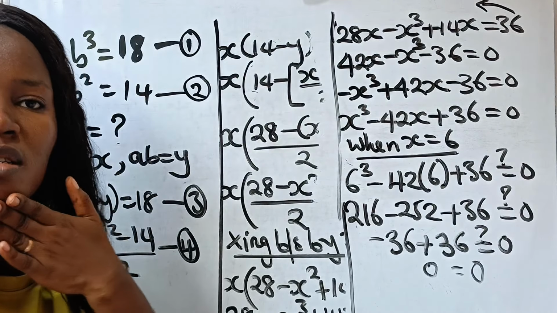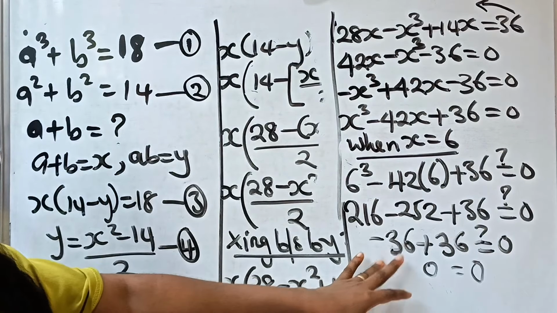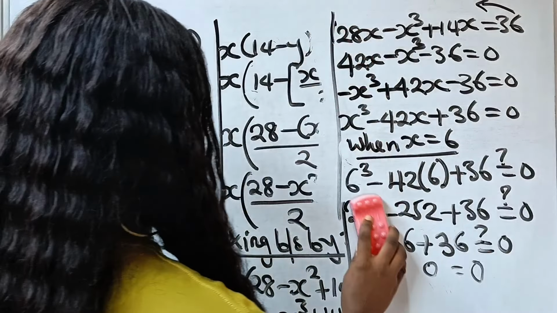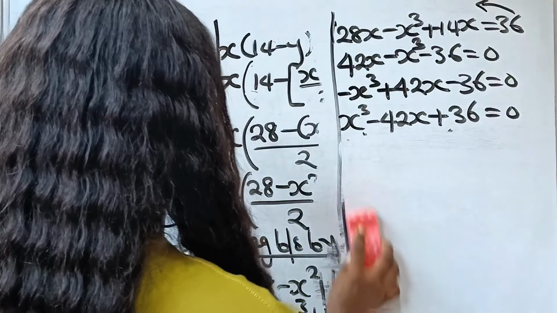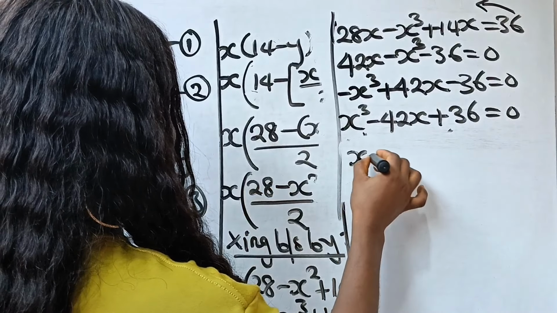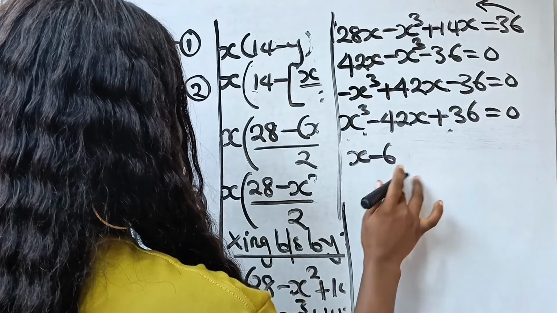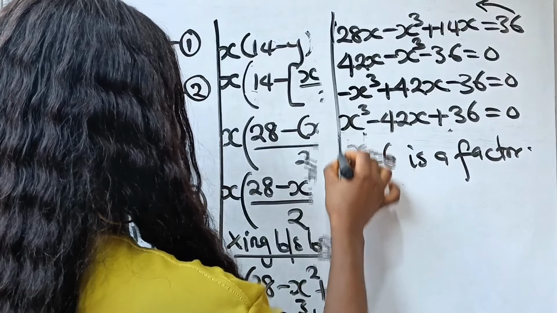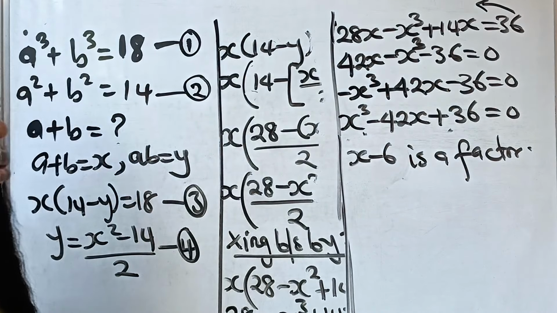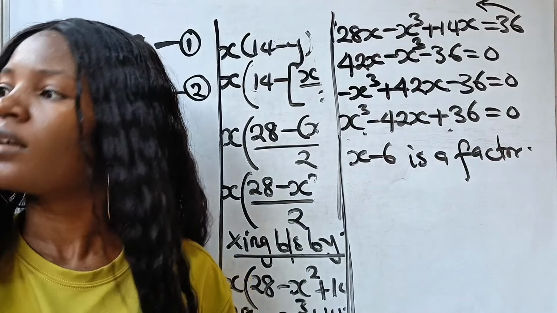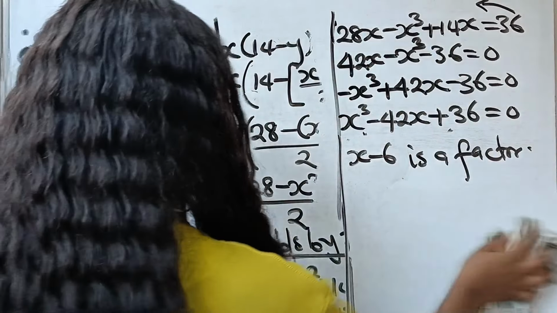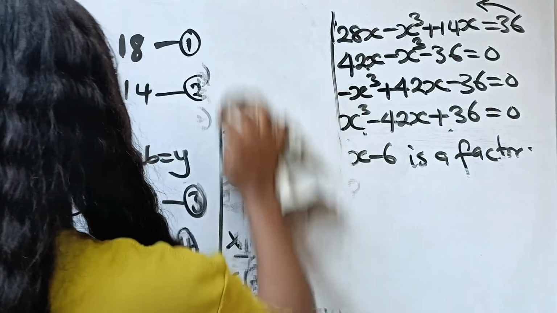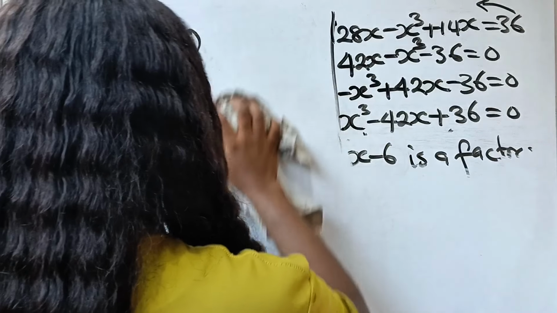Now this means that x equals 6 is a solution. Therefore, x minus 6 is a factor. So by synthetic division method, all I will do is that I'm going to, let me clean this very well. Okay, so using the synthetic division method, all I will do is this.